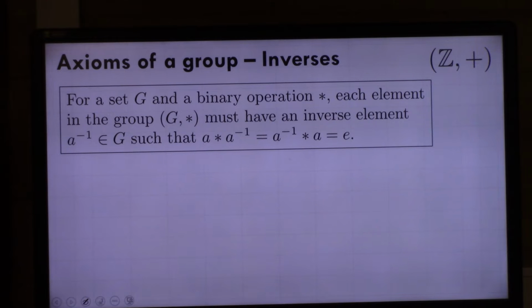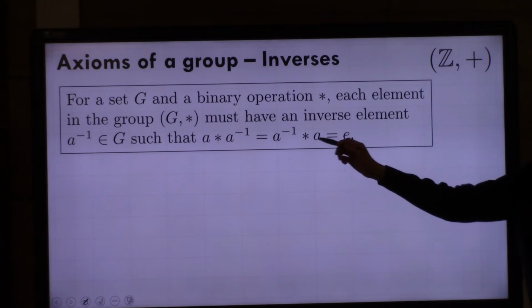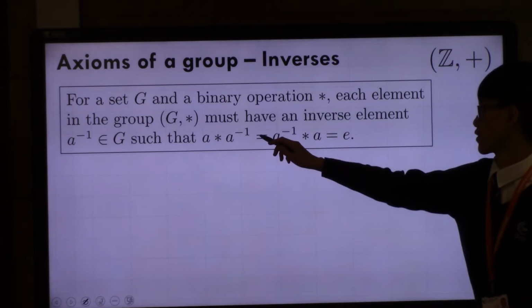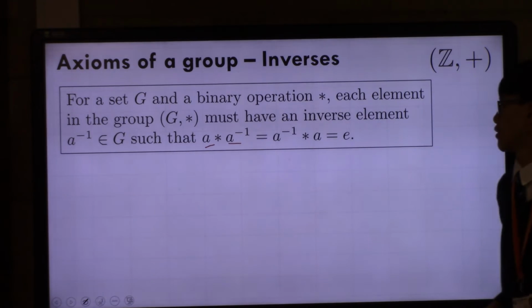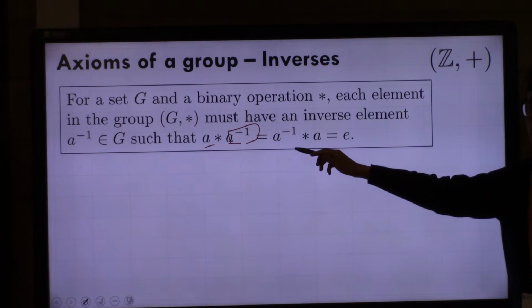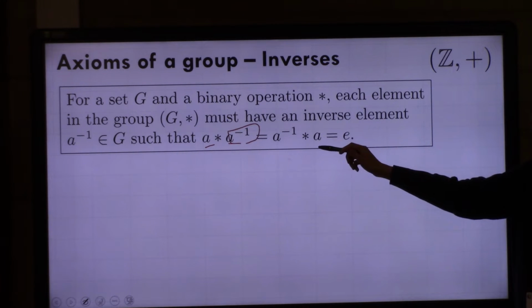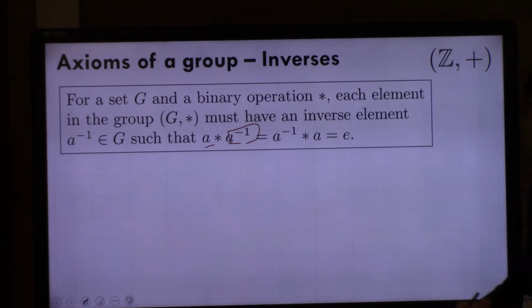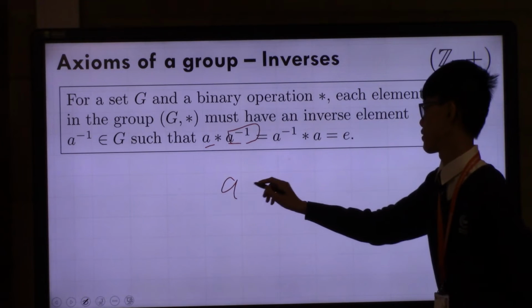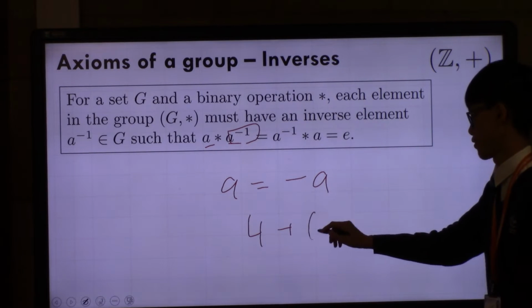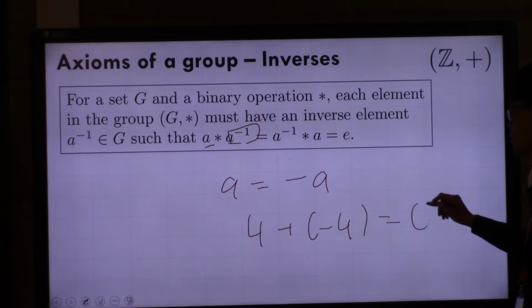Inverses. So this says that for every element in the group, there is an inverse element of that, A to the minus 1, so that A star A to the minus 1 is the same as A to the minus 1 star A is equal to the identity element. And in this case A to the minus 1 is equal to minus A, because 4 plus minus 4 is always equal to 0, and that's the identity element.